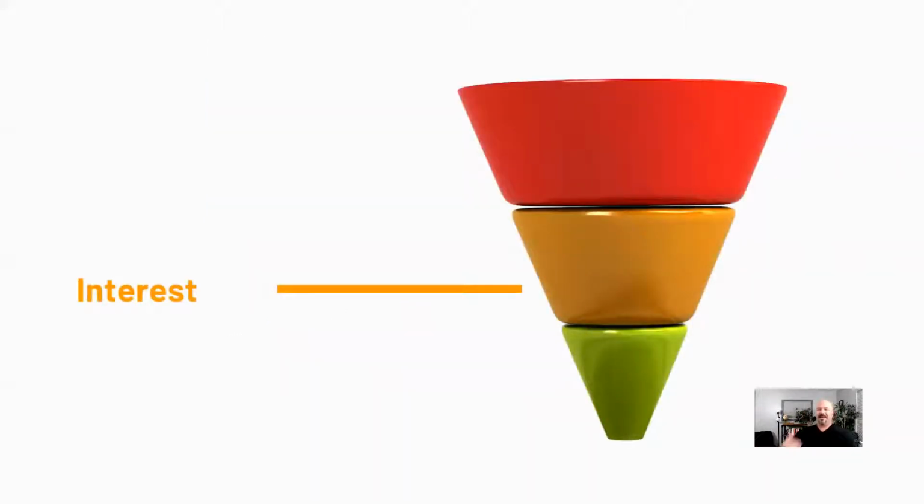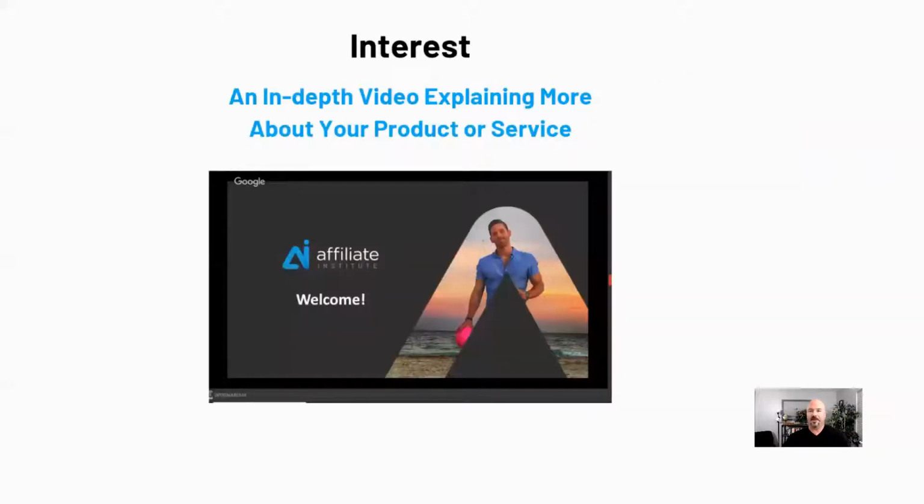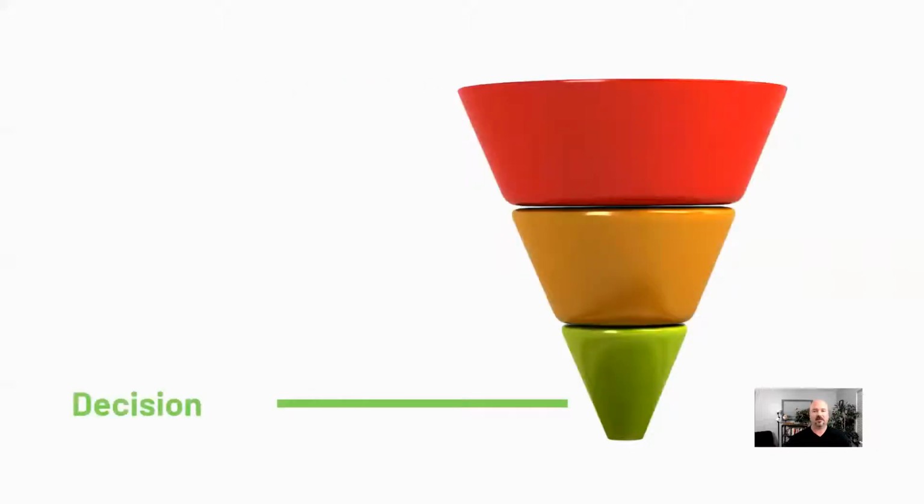So after they click that button, now they're in the interest phase of the sales funnel. What this means is they're wanting to see more information. You've caught their interest, and now it's time for you to provide them the next step. So that brings up, like I said earlier, Julian offers this in-depth video explaining more about affiliate marketing. Of course, if you're not doing affiliate marketing, you can have an in-depth video explaining whatever product or service you're actually offering.